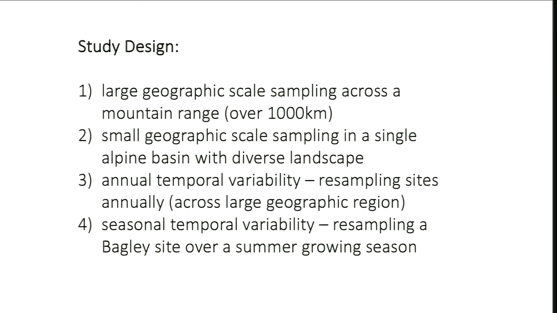And then we can look at both annual temporal variability, so we sample from year to year, so I can tell you if 2017 was similar to 2018, is similar to 2019. But then we can also look at seasonal changes, so we can say is early in the summer season the same or different than later in the summer season. And in order to do this is a lot of sampling, especially over the mountain range sampling. That's where the citizen scientists come in. That's where the volunteers come in.